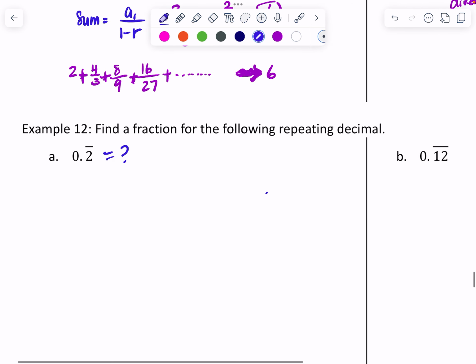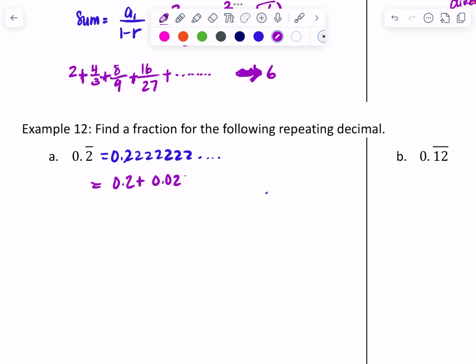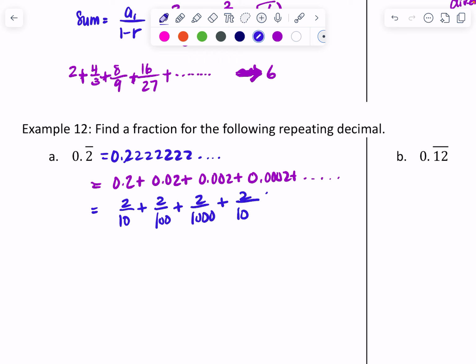Here's a perspective on this, because this is basically 0.2222222 and so on. Can I not break it up and rewrite it like this, and so on and so forth? Notice this has turned into a series. Now determine what kind of series it is, arithmetic or geometric. It is geometric.